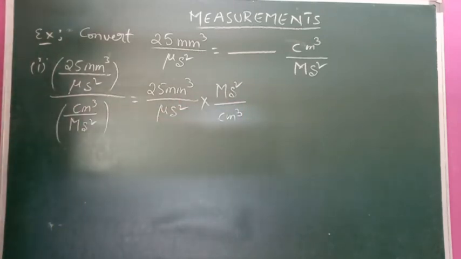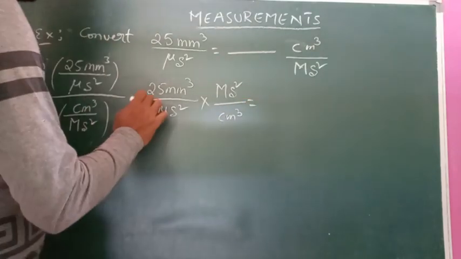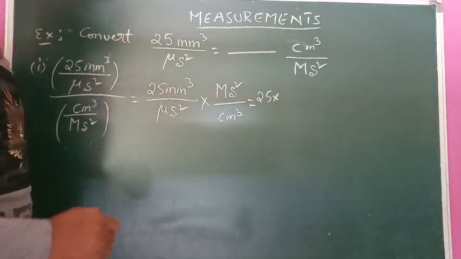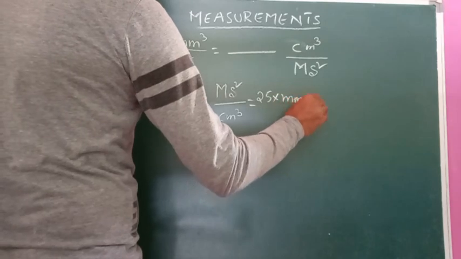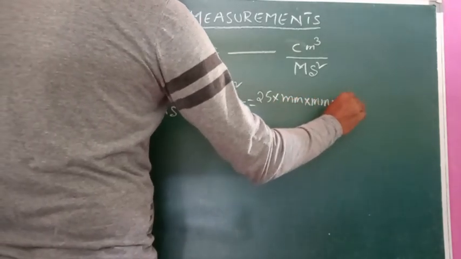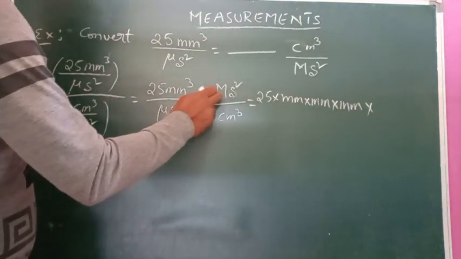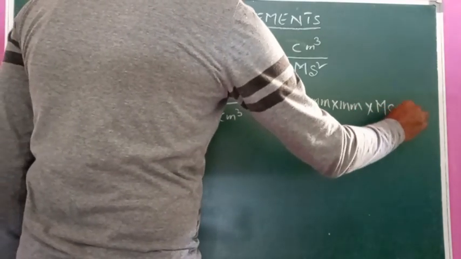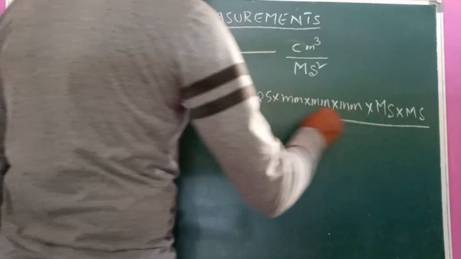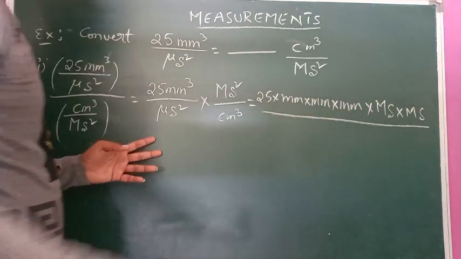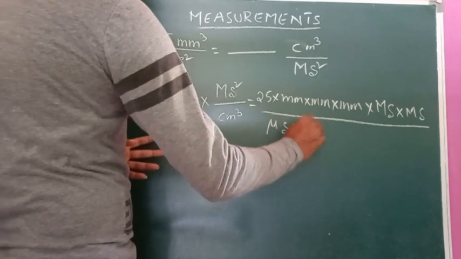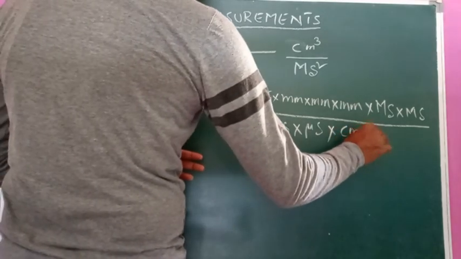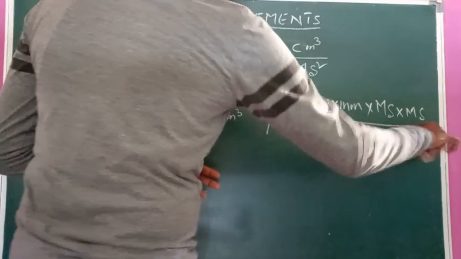Okay, now expand this. That means 25 into millimeter cube, which means millimeter we have to write 3 times: millimeter into millimeter into millimeter. Megasecond square means we have to write megasecond 2 times: megasecond into megasecond, by microsecond square. We have to write this microsecond 2 times: microsecond into microsecond. Centimeter cube, 3 times: centimeter into centimeter into centimeter.